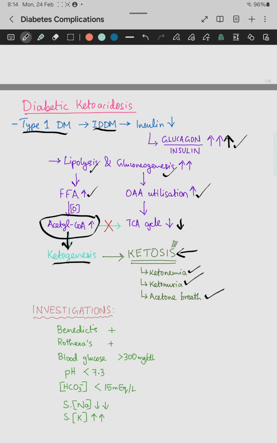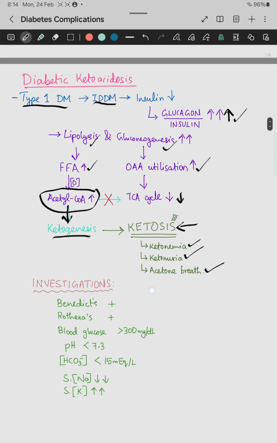As we all know, in the TCA cycle, oxaloacetic acid is an important compound. Due to the increased utilization of oxaloacetic acid, it becomes deficient in our body, and so the TCA cycle is inhibited. Acetyl CoA is seen more in our body, but it is not participating in the TCA cycle because the TCA cycle is not occurring. So acetyl CoA enters ketogenesis and ketone bodies are formed in excess. So it manifests as ketosis, ketonemia, ketonuria, and smell of acetone in the breath.